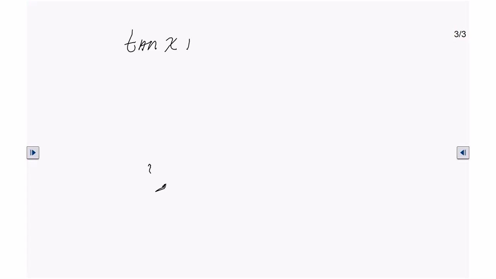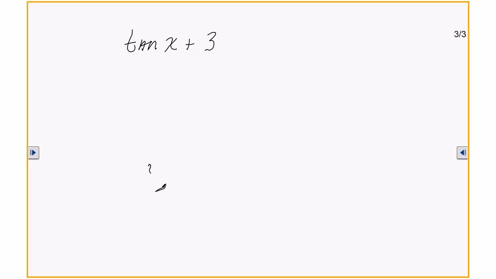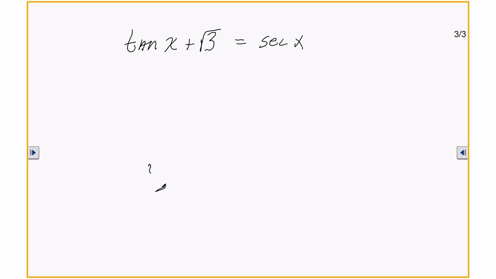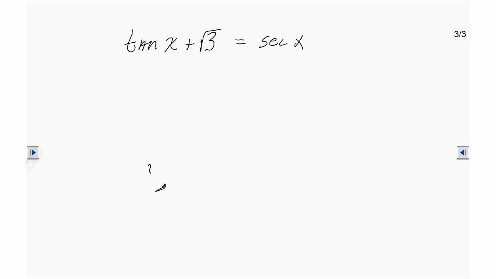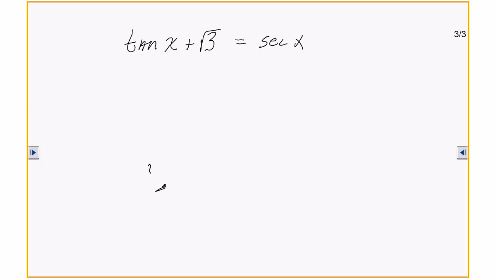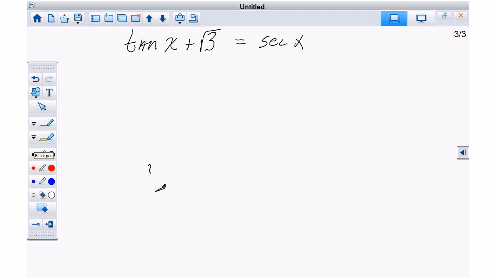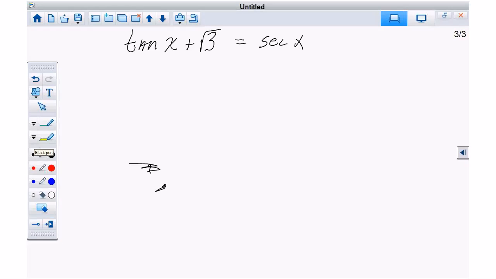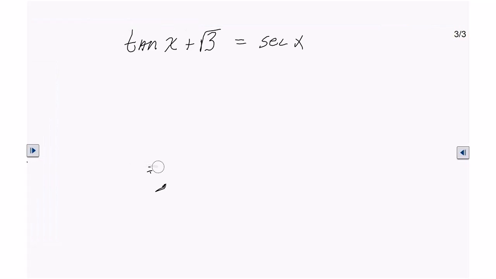Tangent of x plus the square root of 3 is equal to the secant of x. Now, before you start this one, you will have to use an identity. But the first step is not identity. The first step is algebra.